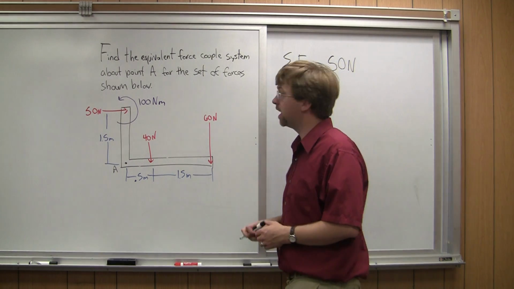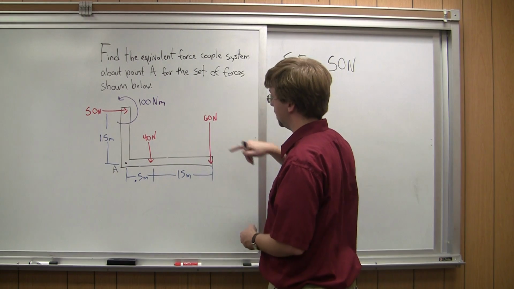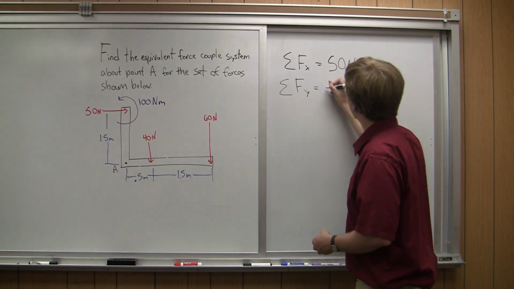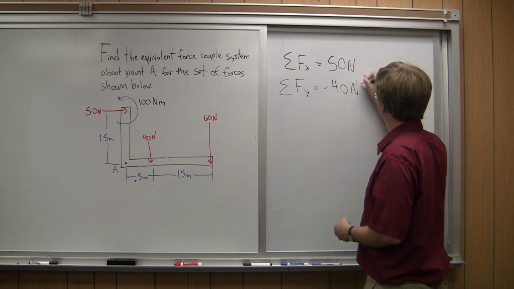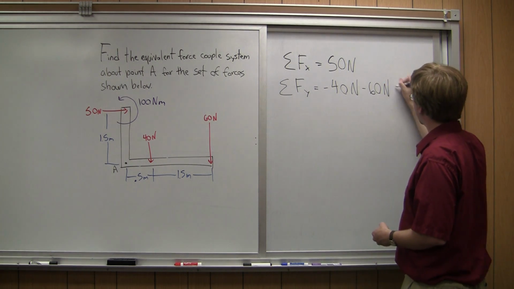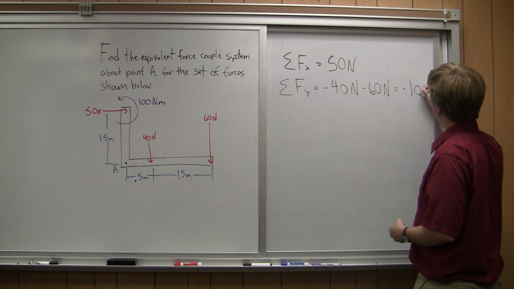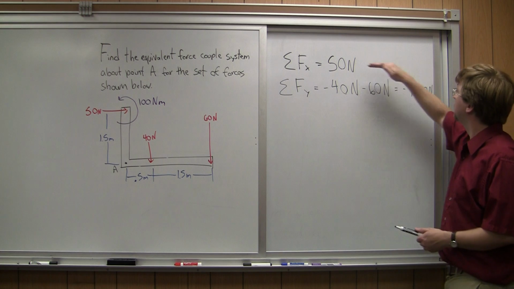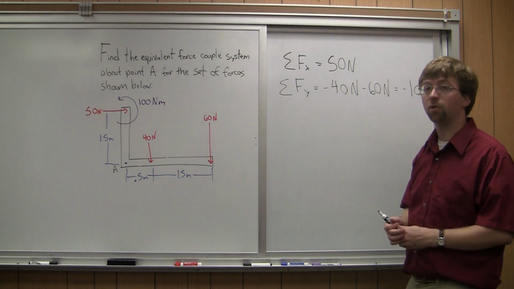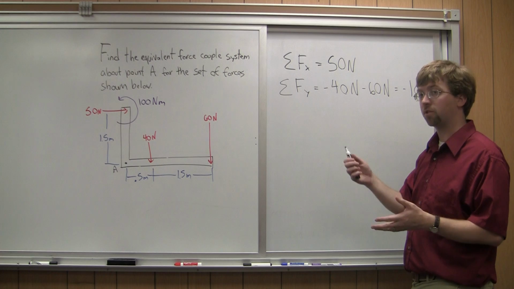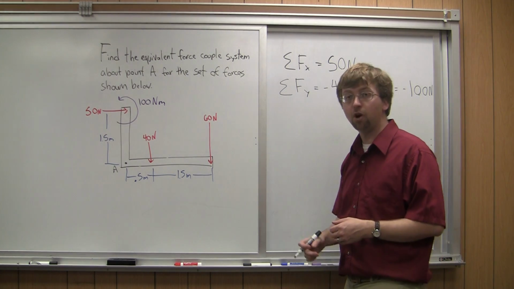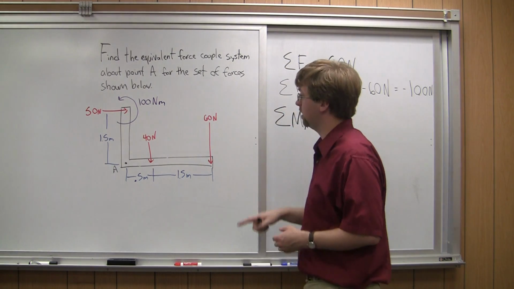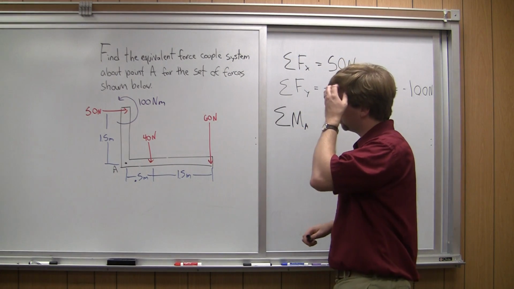Sum of forces in the y, I've got a 40 newton force and a 60 newton force. Those are both going to be negative. So it adds up to negative 100 newtons. And so this is the x and y component of my equivalent force in the force couple system. Next I'm going to take the moments. So sum of moments, and for this, I need to take the sum of moments about point A right here.